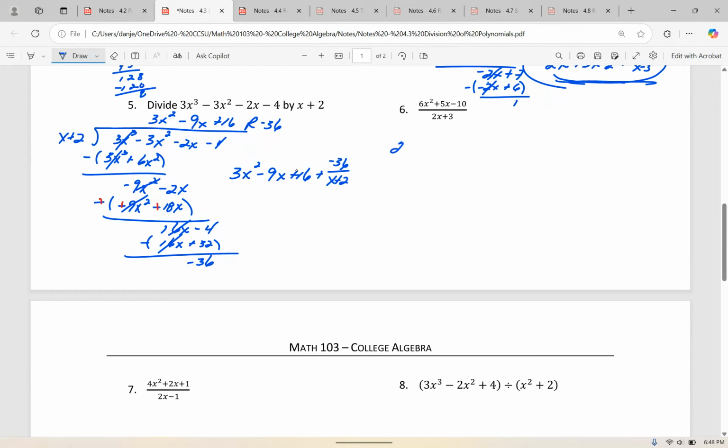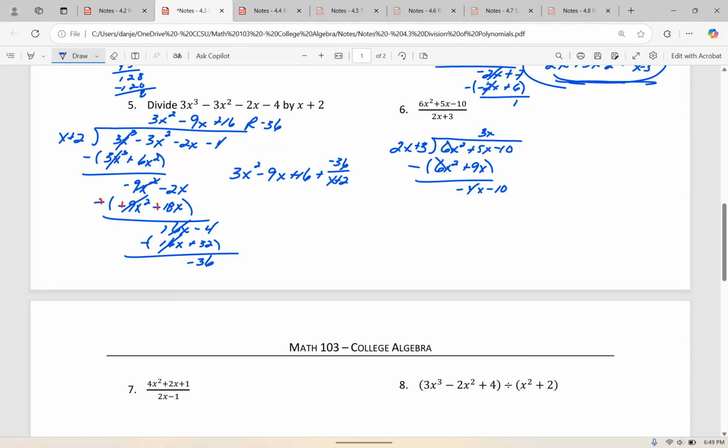You'll notice that for number 6, we have a coefficient on the x in the denominator. So 2x plus 3 goes into the 6x squared plus 5x minus 10. 6x squared divided by 2x is 3x. 3x times 2x is 6x squared. 3x times the 3 is 9x. And then we're going to subtract that. So 6x squared minus 6x squared is going to cancel. 5x minus 9x is a negative 4x minus 10.